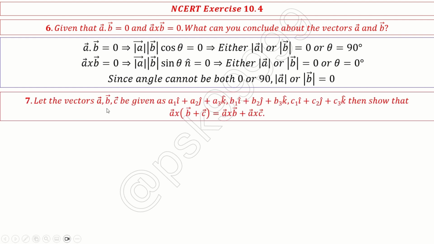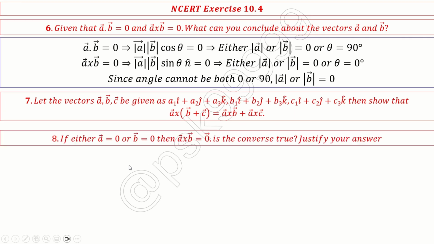Okay, next one. A, B, C are three vectors. Show that A cross B plus C equal to A cross B plus A cross C. You have to just simply do a very simple cross product and addition actually. So you can do it yourself. You can easily prove this one.